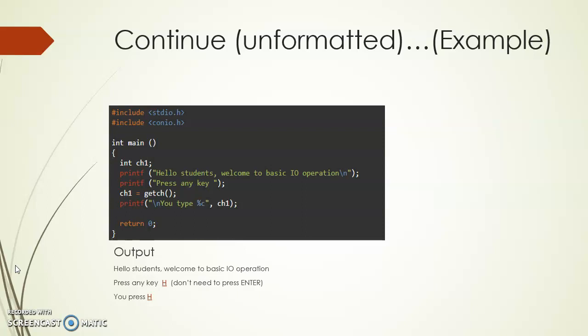Whenever we press any key, the printf function will say press any key. Whenever we press any key, the next printf function, that is you typed, will be executed. We don't need to press any enter key. Whenever we type from the keyboard, the next printf statement will be executed and it will say that you pressed whatever we have typed. You pressed H here. So this is the difference between getch and getchar. getch doesn't have any storage buffer, so it doesn't temporarily store any data which is typed from the keyboard.